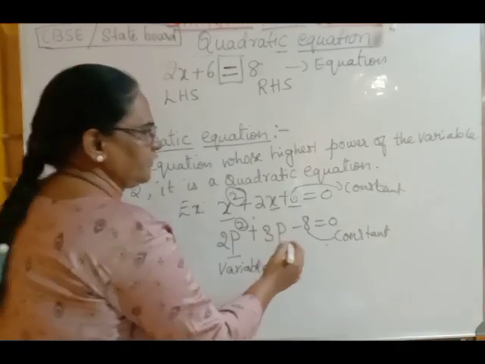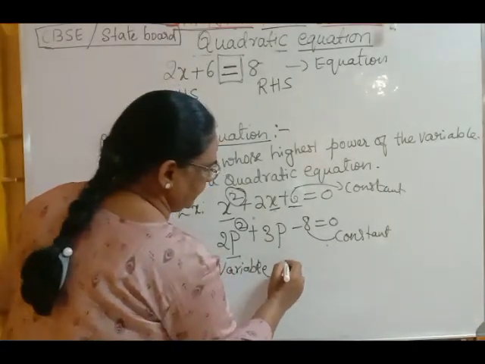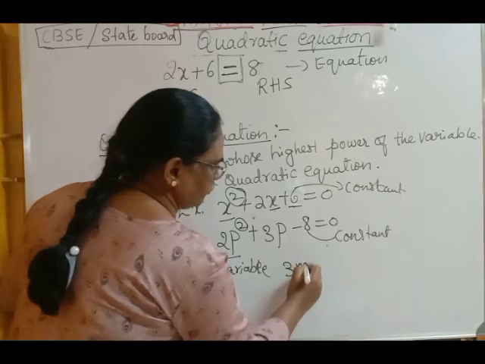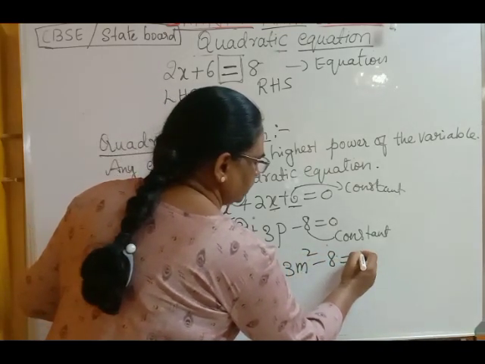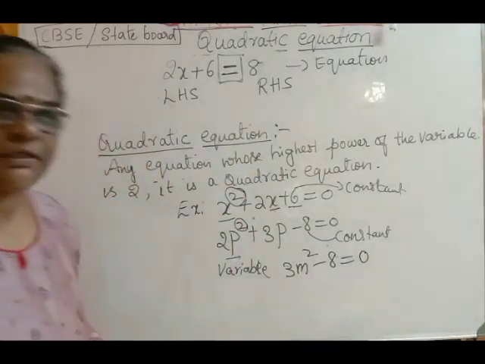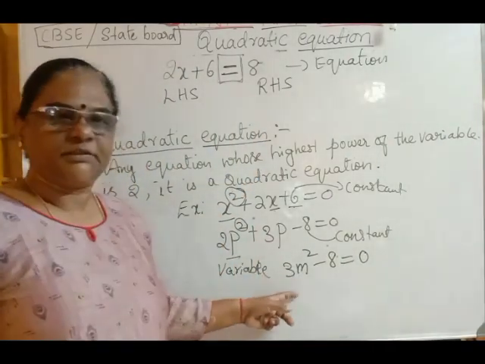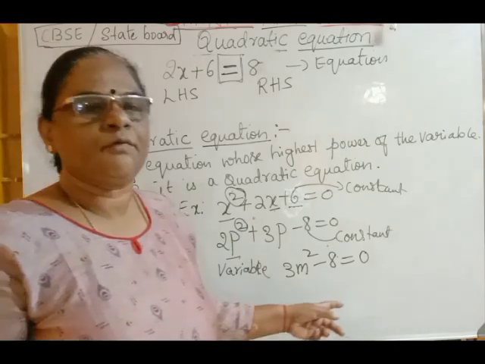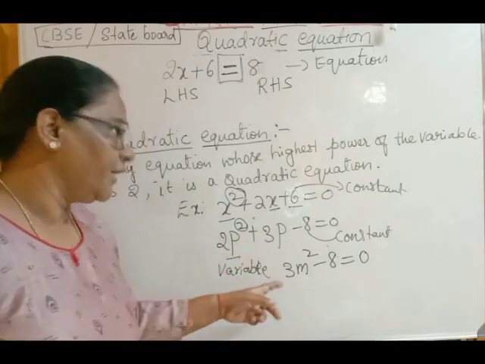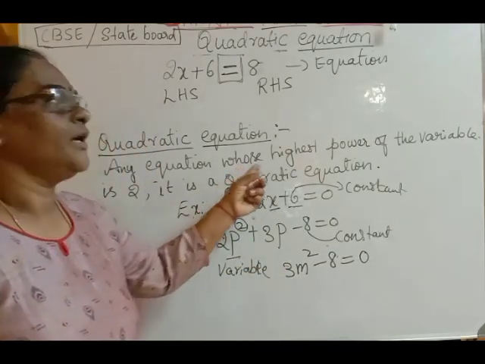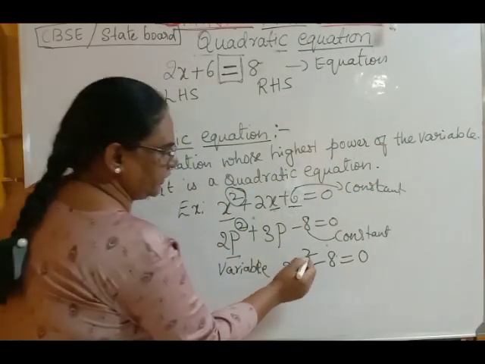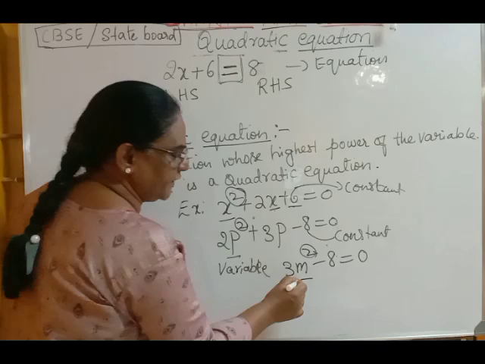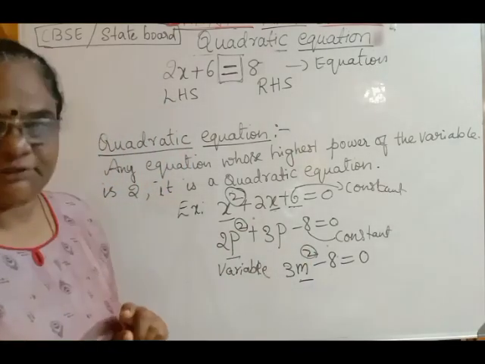See, I'll take one more example. 3m square minus 8 is equal to 0. Okay. See, here also this is a quadratic equation. Why? Because see here what they are telling, the condition is that the highest power of the variable is 2. Check it out. This is very important. Variable is there, highest power is 2.